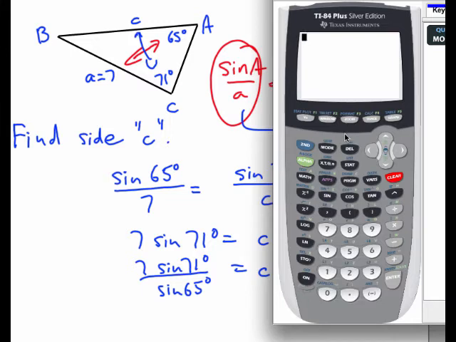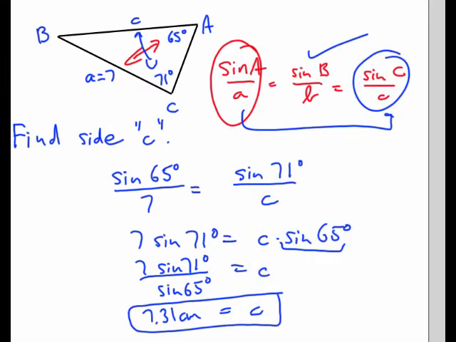You want to make sure your calculator is running in degree mode. So 7 times sine 71. Close the angle bracket and then close the numerator, divided by the sine of 65. 7.31 centimeters.